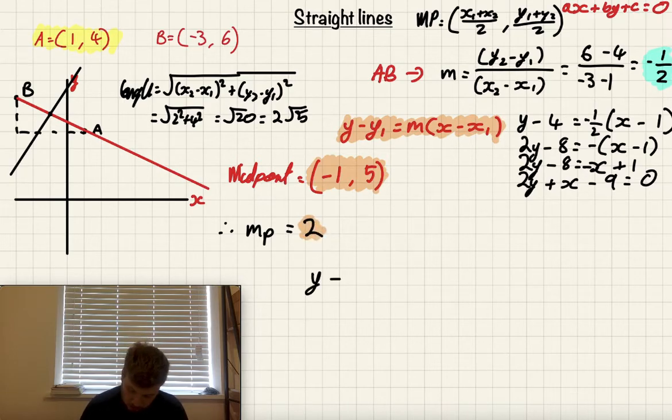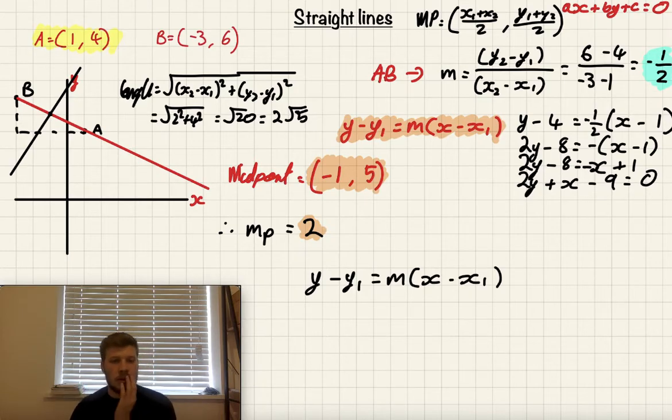y subtract y1 is equal to m lots of x subtract x1. And now I need to be careful, what are my y and x values going to be? Well, it's going to be any value on this line, but I only know one of them, and that's this point here, which is the midpoint, which we know is (-1, 5). So, being careful with the negatives, y subtract 5 is equal to 2 lots of x subtract -1, which is +1.